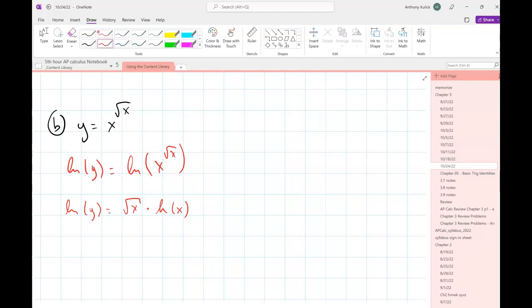When I take the derivative of the natural log of y, what do I get? 1 over y, and then dy dx. When I do the derivative of the right side, that's a product property. So the derivative of the square root of x is 1/2 x to the negative 1/2, and then times the natural log of x, plus square root of x times the derivative of the natural log of x, which is 1 over x.